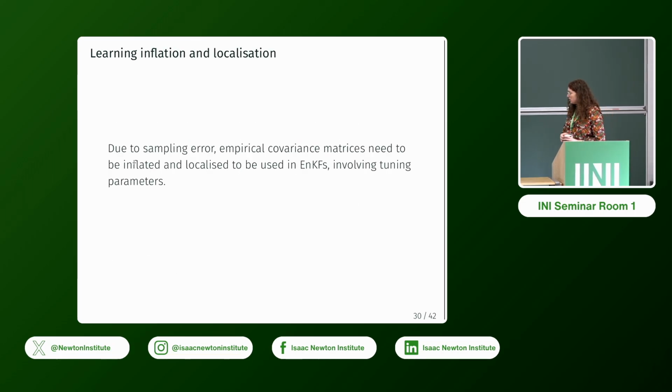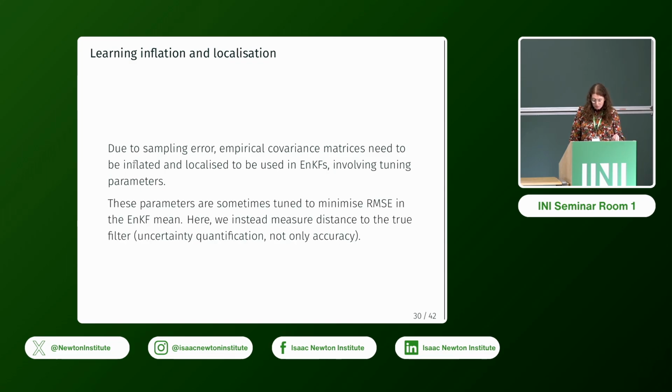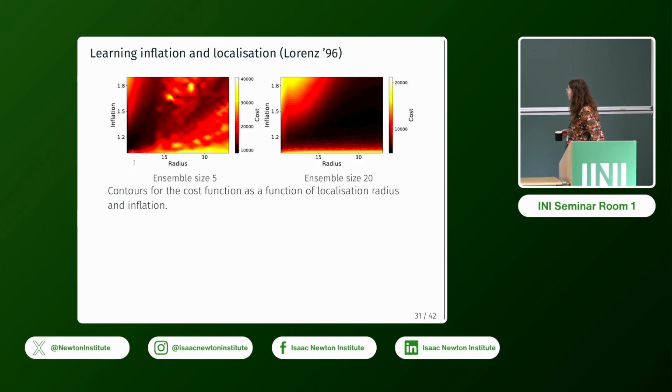Okay, and what I'll show here is learning these inflation and localization parameters. So like I said, due to sampling error, we typically need these two things. But these are tuning parameters, and sometimes they're tuned to minimize some root mean squared error. But here we'll tune them to best approximate the Bayesian posterior.